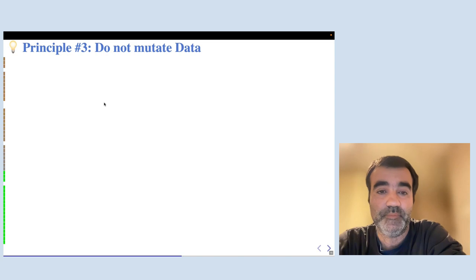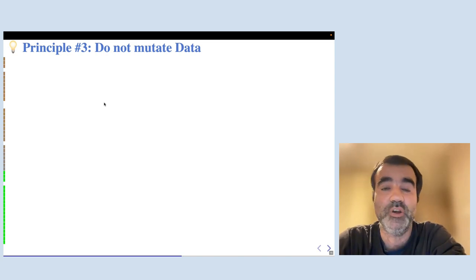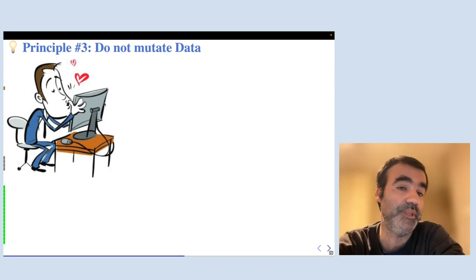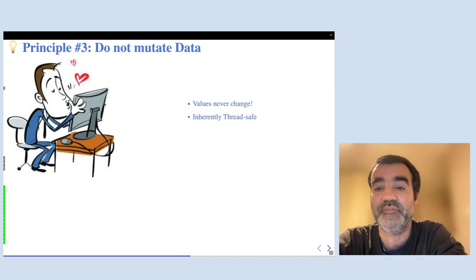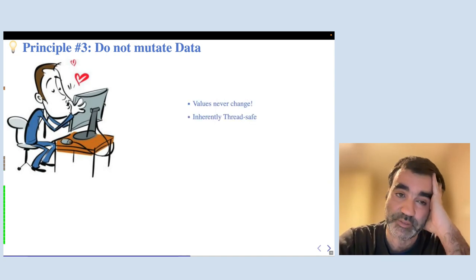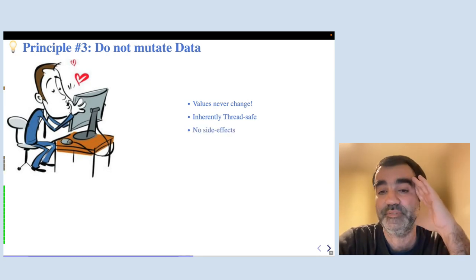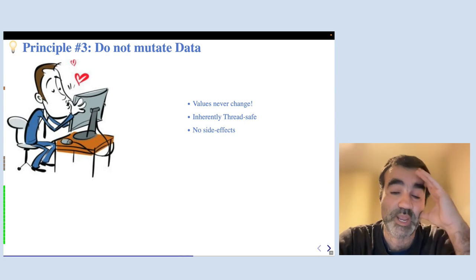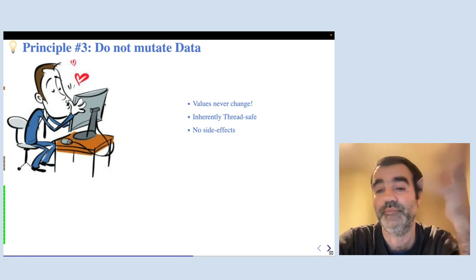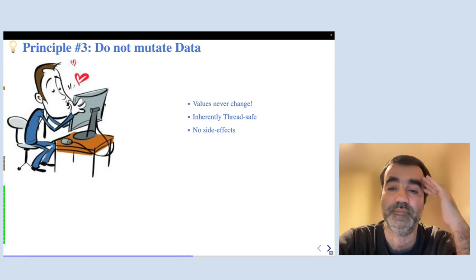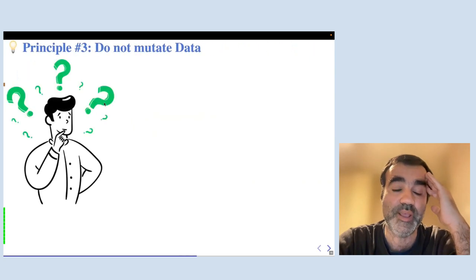Principle number three is about mutation. In fact, we don't want mutation. And when there is no mutation, lots of bugs simply do not occur. We don't have surprises. We don't have any thread safety concerns because data is read-only in a sense. We don't have side effects. We write pure functions, and pure functions are easier to test, easier to maintain, easier to reason about, easier to predict, etc. The only problem is, what about performance?